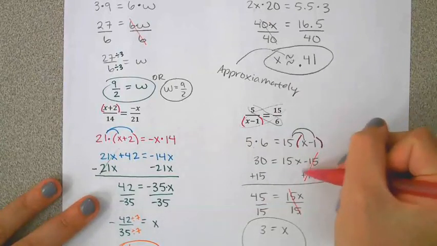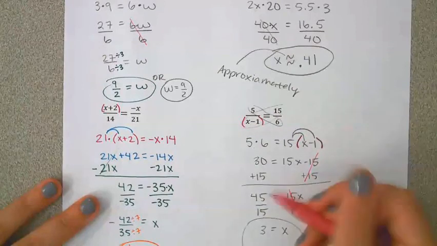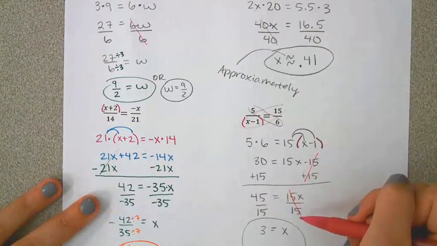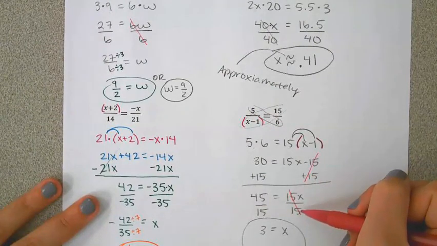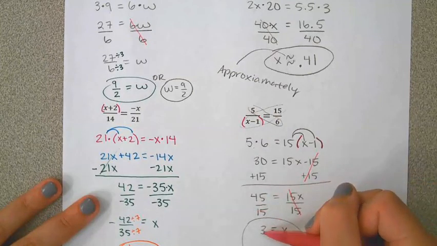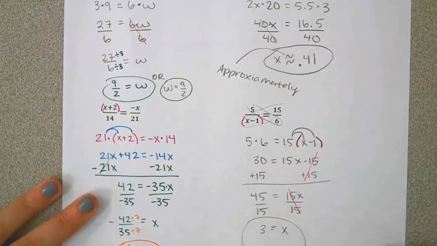So I add 15 on both sides to get this to go away. And then I get 45 is equal to 15x. From there, I can divide both sides by 15 to get the x by itself. And I get 45 divided by 15 is 3. Or you can rewrite it as x equals 3. Either of those are the same.